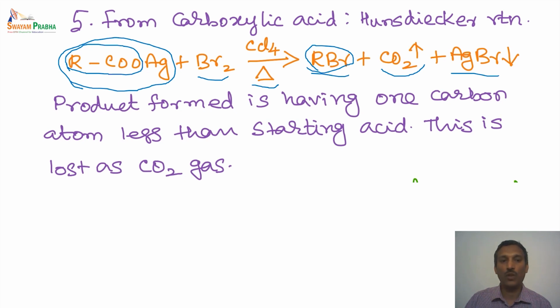This one CO2 group which is present here is actually lost as carbon dioxide gas. So this is the carbon which is lost from the starting carboxylic acid. That is the reason this reaction always gives one carbon less than the starting carboxylic acid. Hofmann degradation and other types of reactions also give one carbon less. So this is another example where the silver salt of a carboxylic acid gives an alkyl bromide with one carbon less.